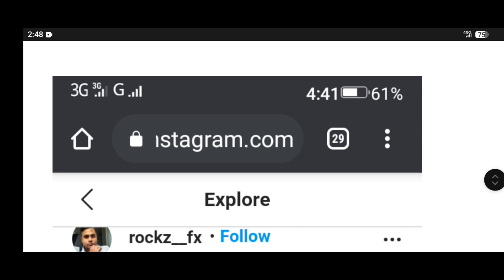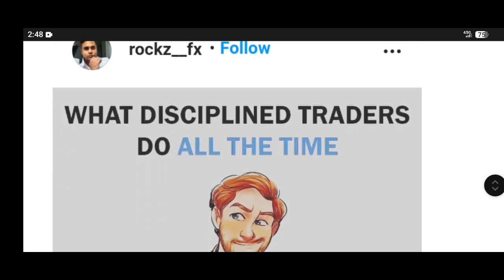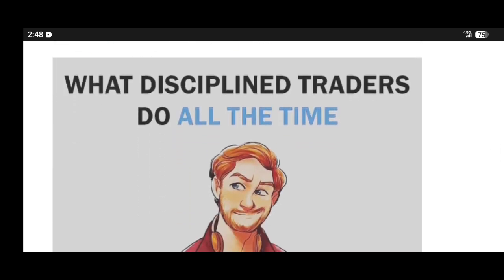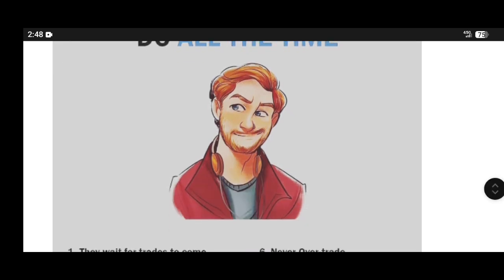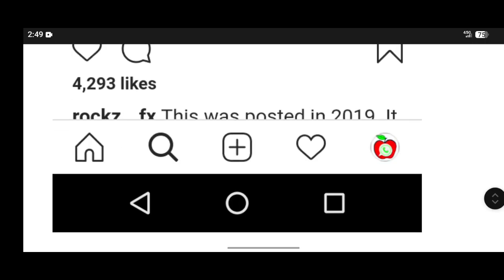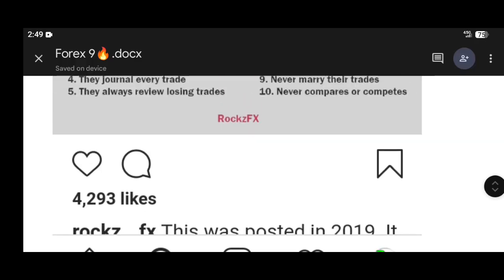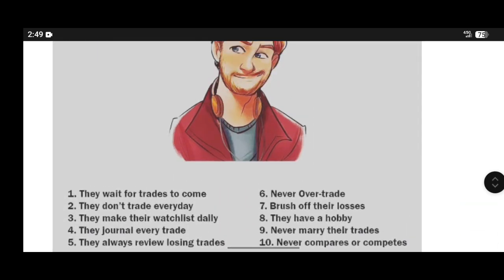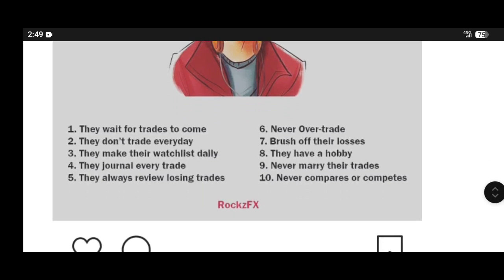Then the next thing you need to know is what disciplined traders do all the time. Number 1 is this: they wait for the trade to come. Are you getting my point? Disciplined traders wait for the trade to come. Number 2 is this: they don't trade every day. You need to be very careful. Disciplined traders don't trade every day.